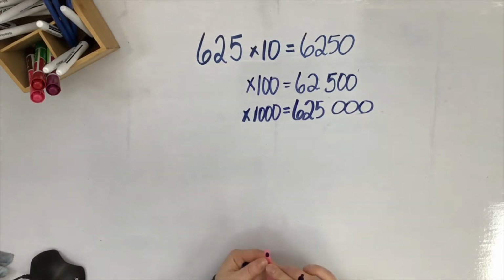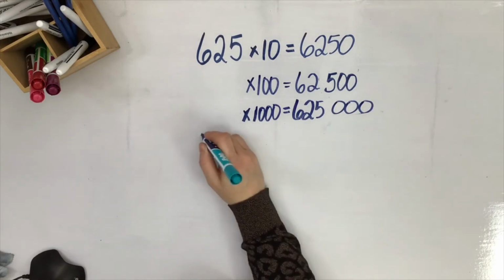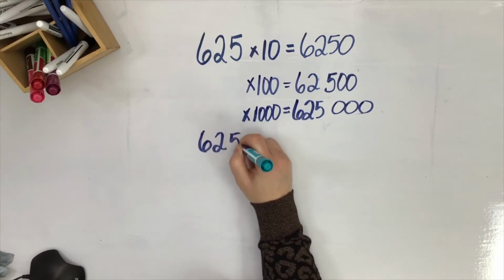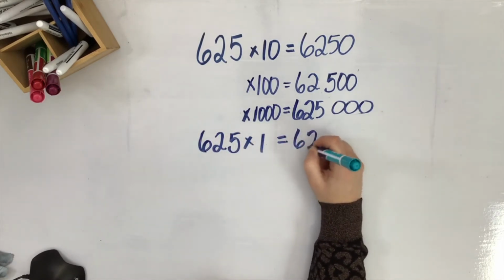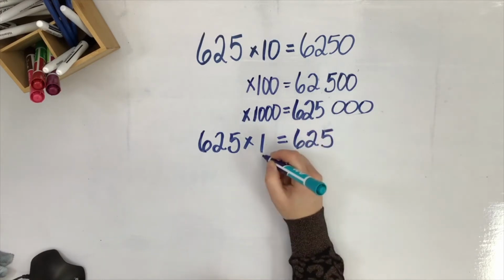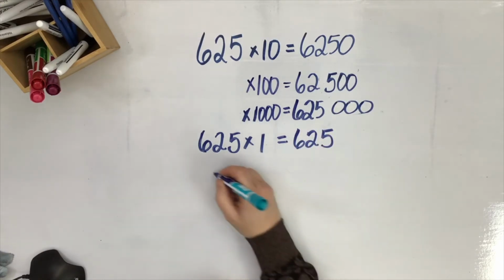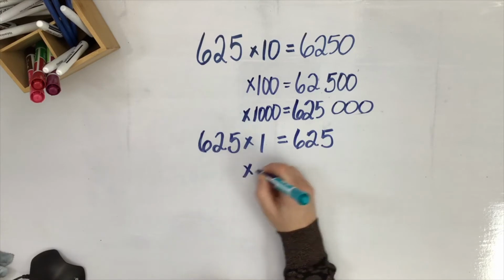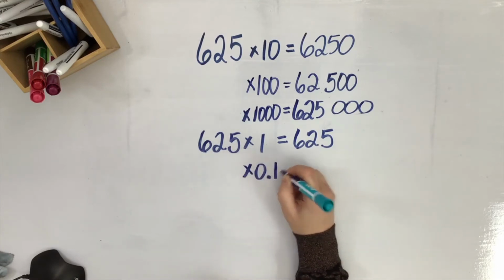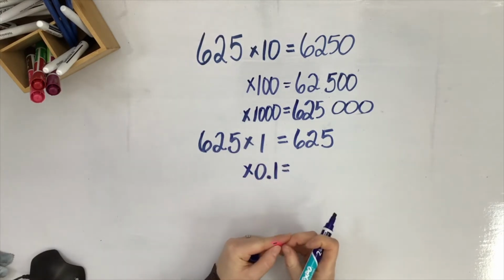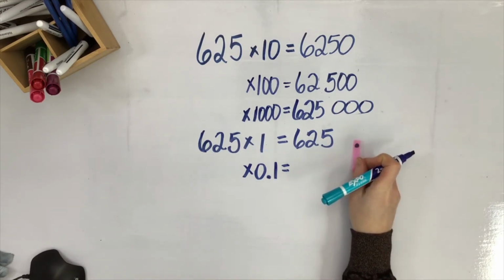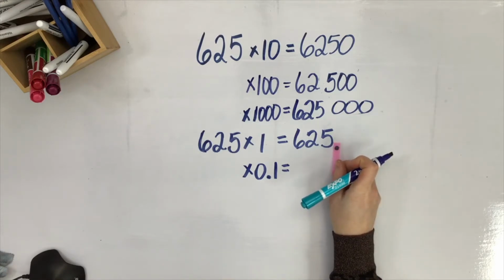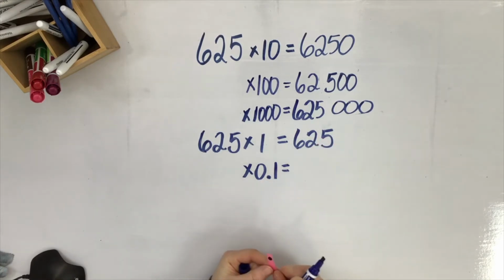Okay, but what if we're multiplying, well, let's do 1. What happens when we multiply anything by 1? It stays the same. That decimal does not move. But what if we're going less than 1? What if my 625 is being multiplied by 1/10? Well, logic would tell us that if times 10 makes it bigger by 1 place value position, then times 1/10 should make it smaller by 1/10.